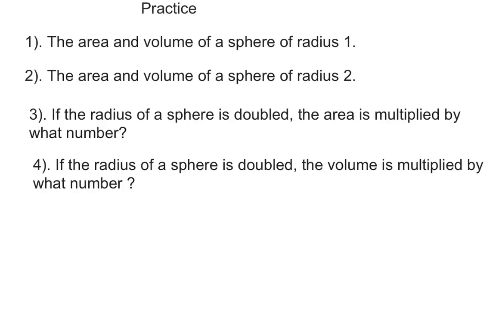We're done with examples, and here are the 4 practice problems. So I want you to calculate the area and volume of a sphere if its radius is 1. Also, the same problem with a radius of 2. And then if you double the radius of a sphere, I want to know what the multiplier is for its area. So you're going to have to maybe put some numbers into the formula and play around with that. And then same thing for the volume. If the radius of the sphere is doubled, what happens to the volume? Okay, that's it. And then you're going to do your summary.